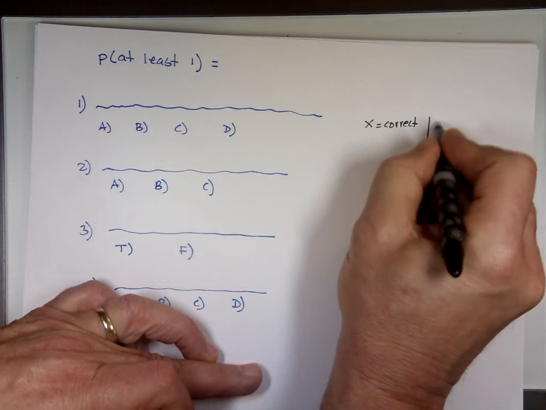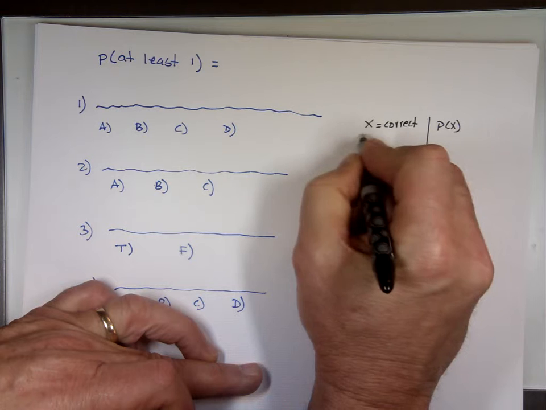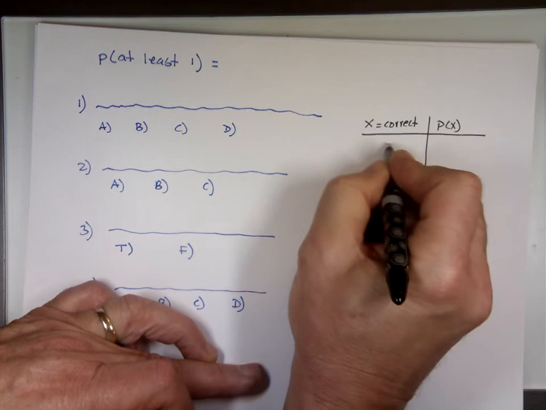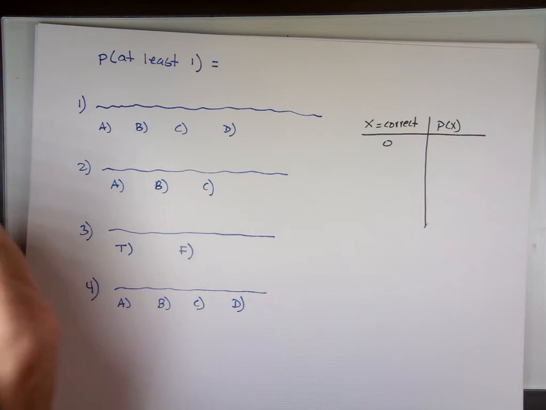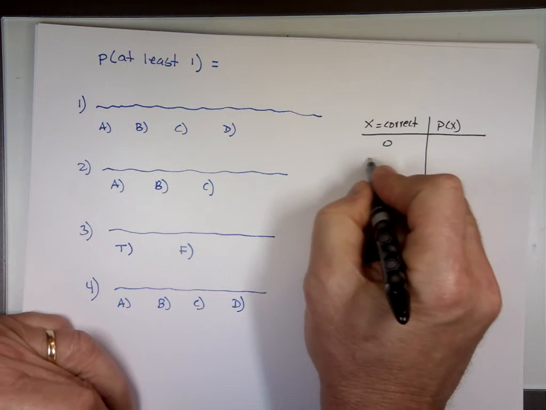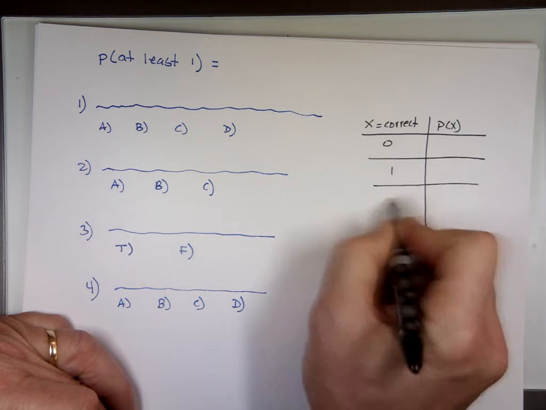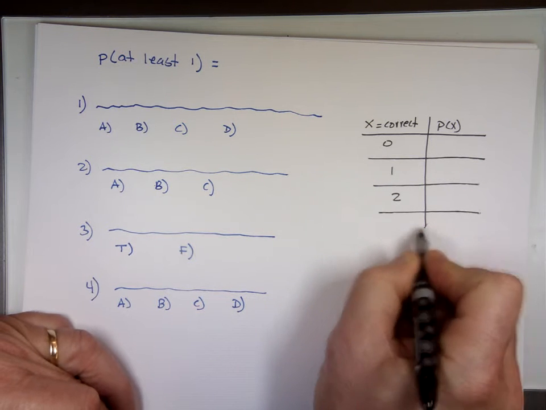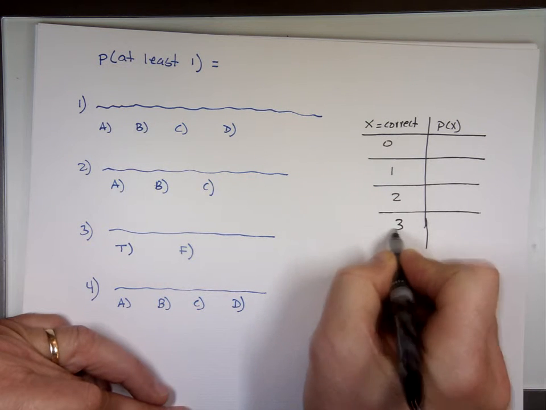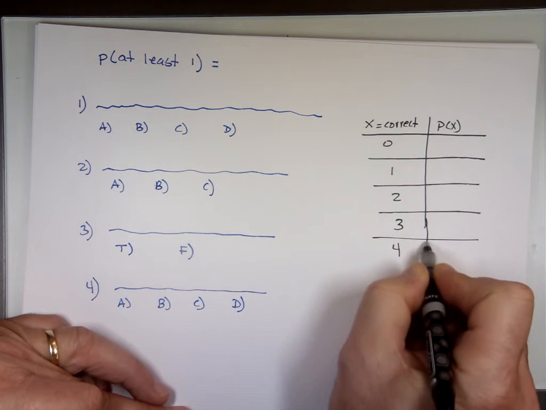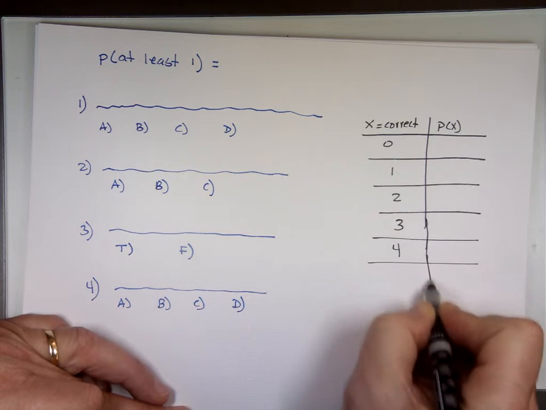And this is the probability of X. Is it possible to get 0 on this quiz? Yes, 0 correct answers, yes. Is it possible to get 1 correct answer? Yes. 2, yes. 3, yes. And 4. Those are all possible outcomes.